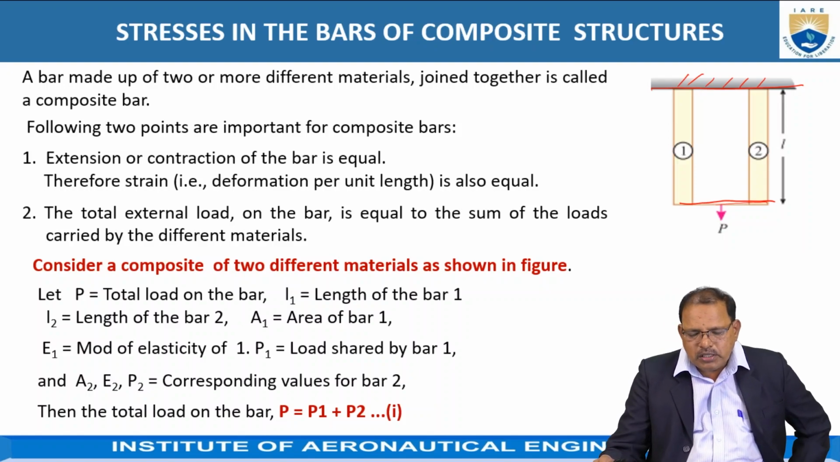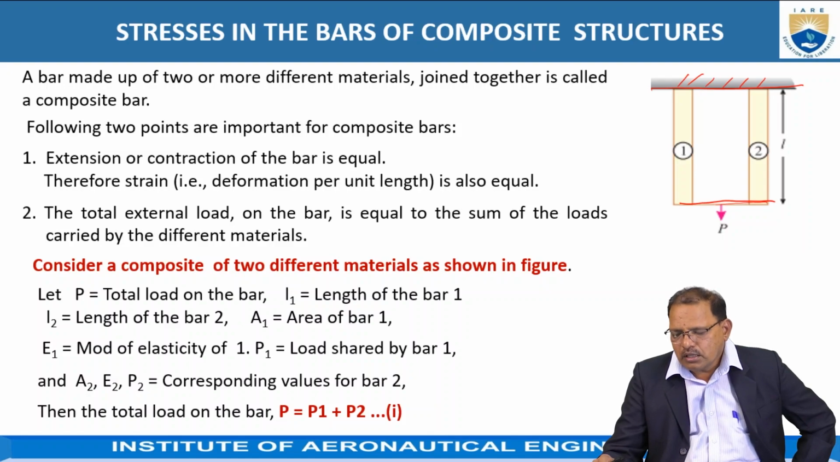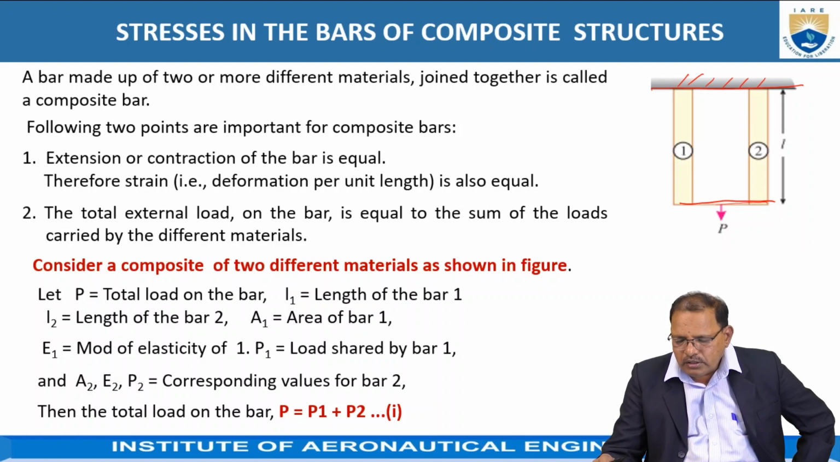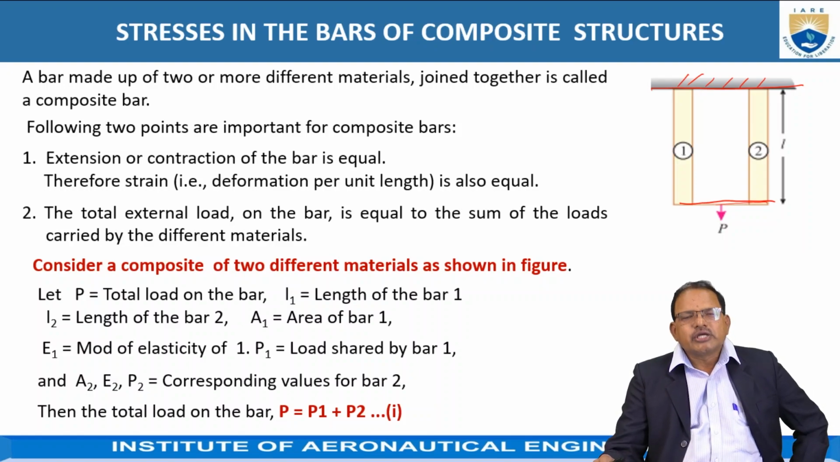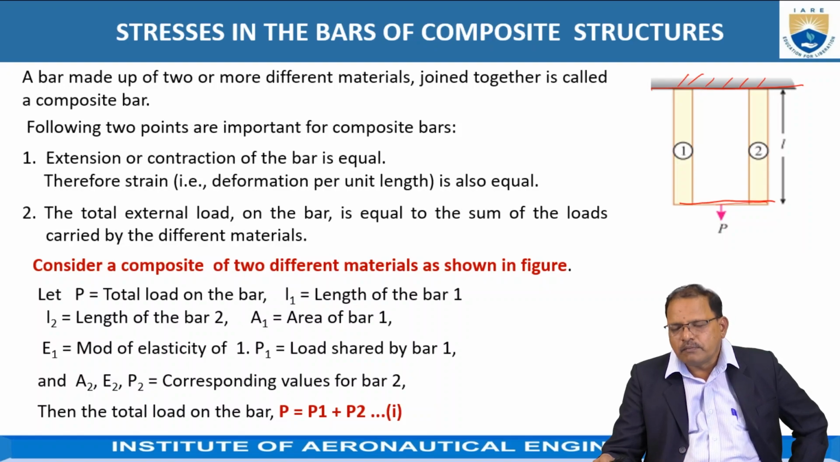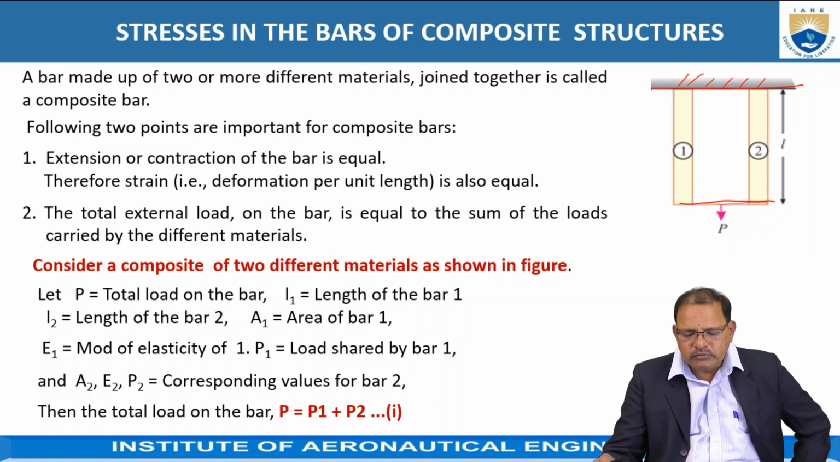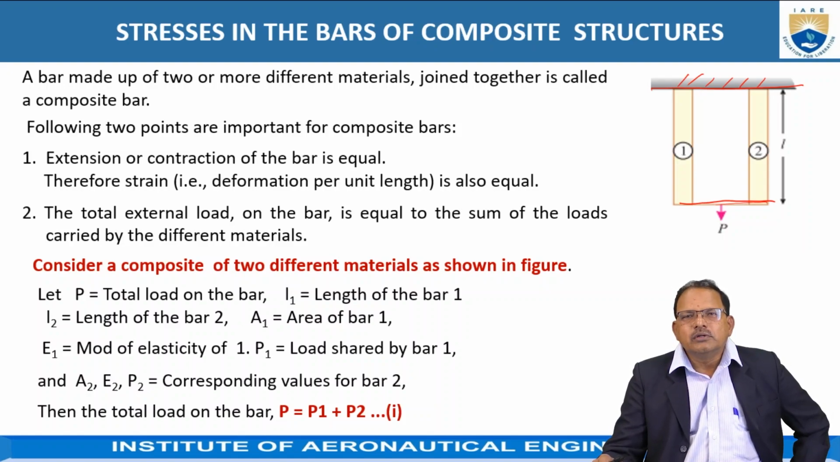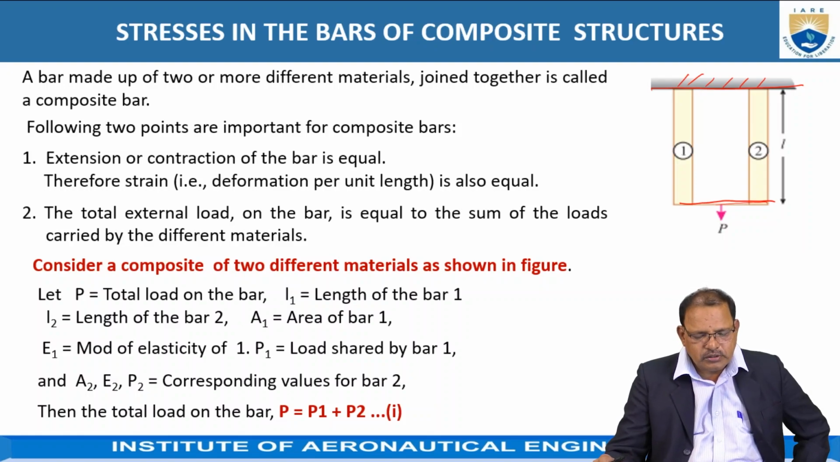Here in composite bars, according to the geometrical constructions, the extension or the contraction of the bar, depending upon the load, is always equal in both cases. In both bars, when subjected to the load, whether tensile or compressive, the elongation or the contraction is equal in both bars.